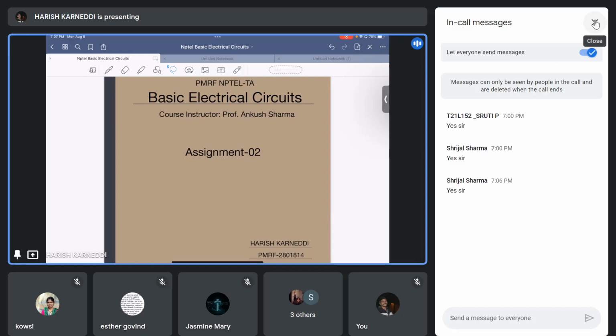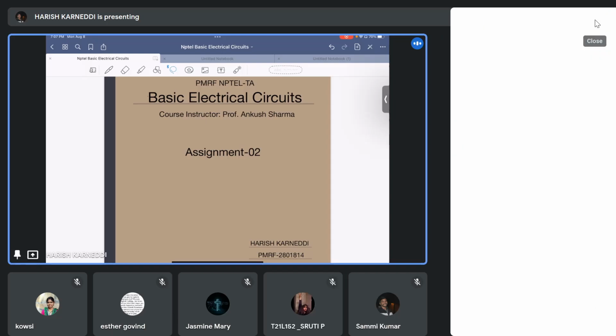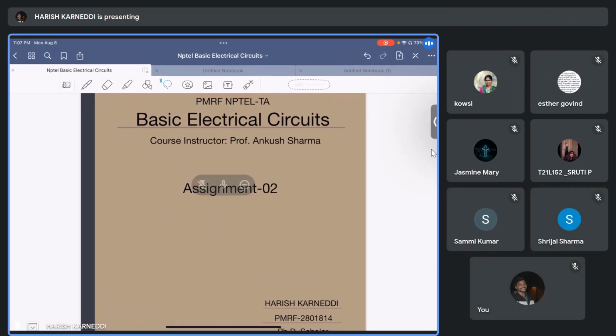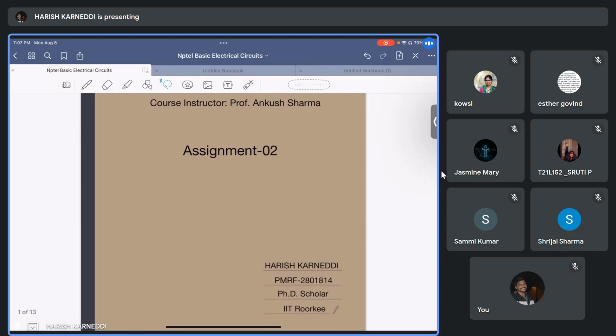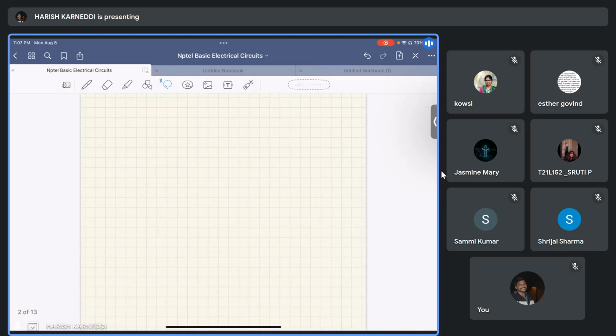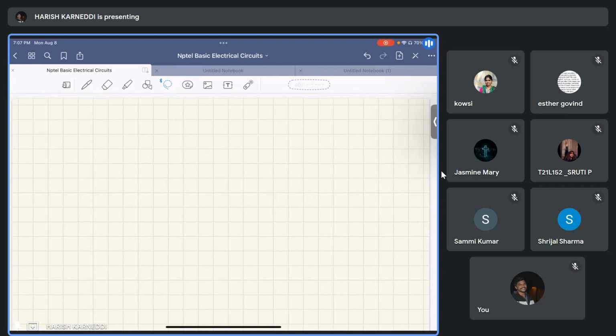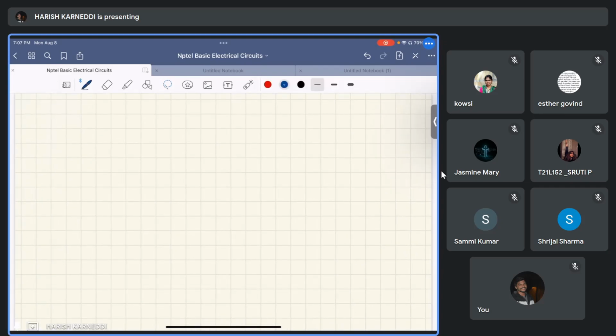I will read the comments at the end of each question. If you have any doubts in the question, you can drop them in the comment box. Assignment 2 is basically on KVL and KCL.